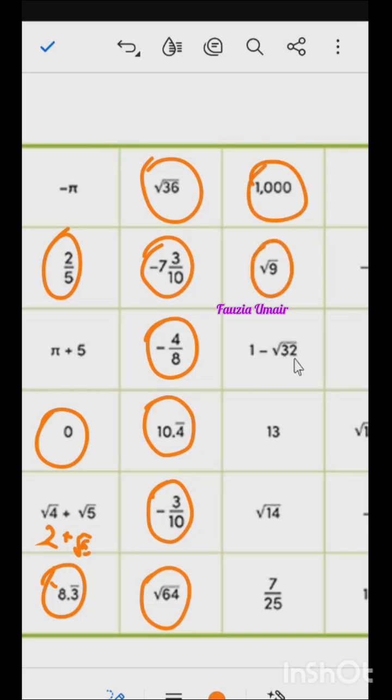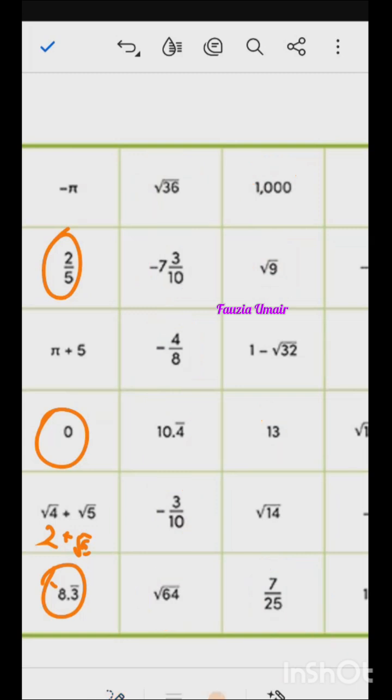1 minus square root of 32 is irrational because 32 is not solvable. Square root of 14. Irrational. 7 by 25. Rational, because if you multiply it with 4, 7 fours are 28 by 100, or it is 0.28, a terminating decimal. It's a rational number, right?